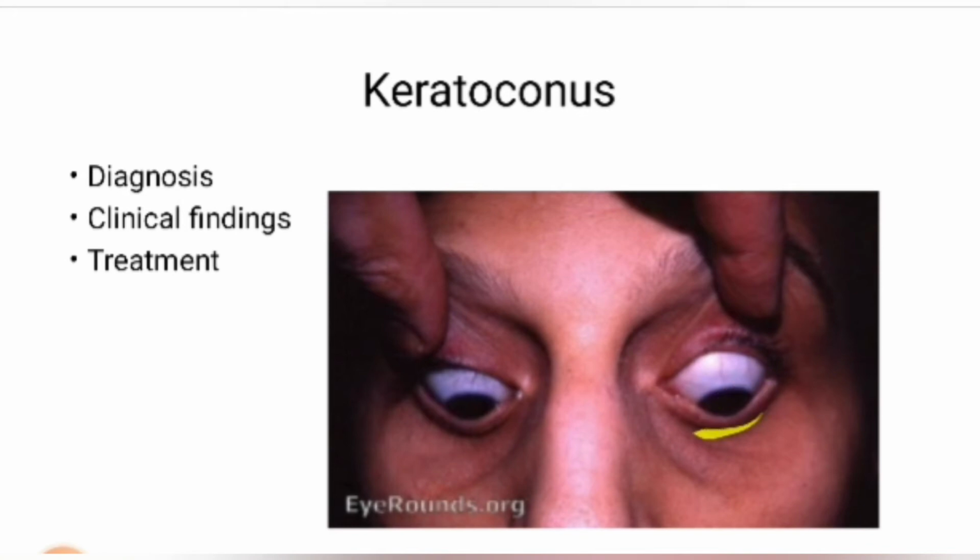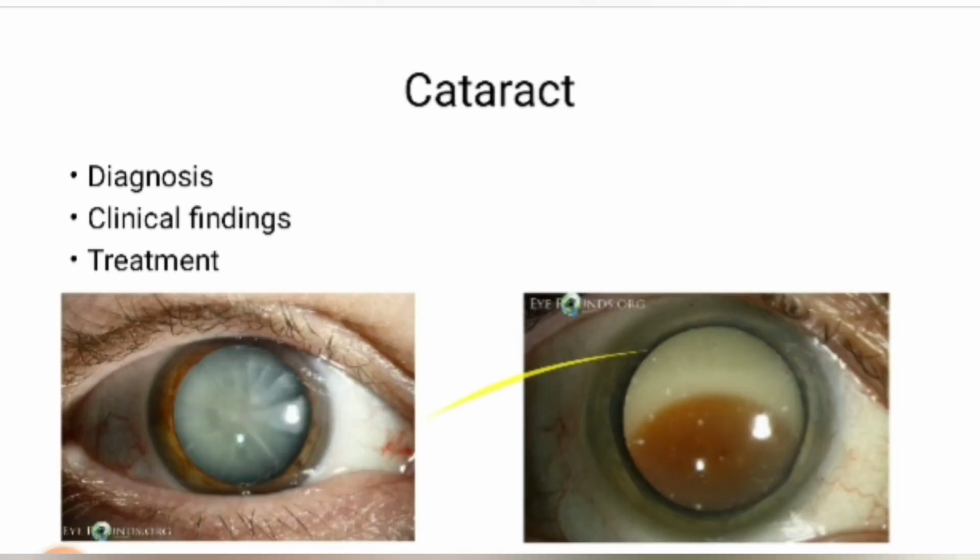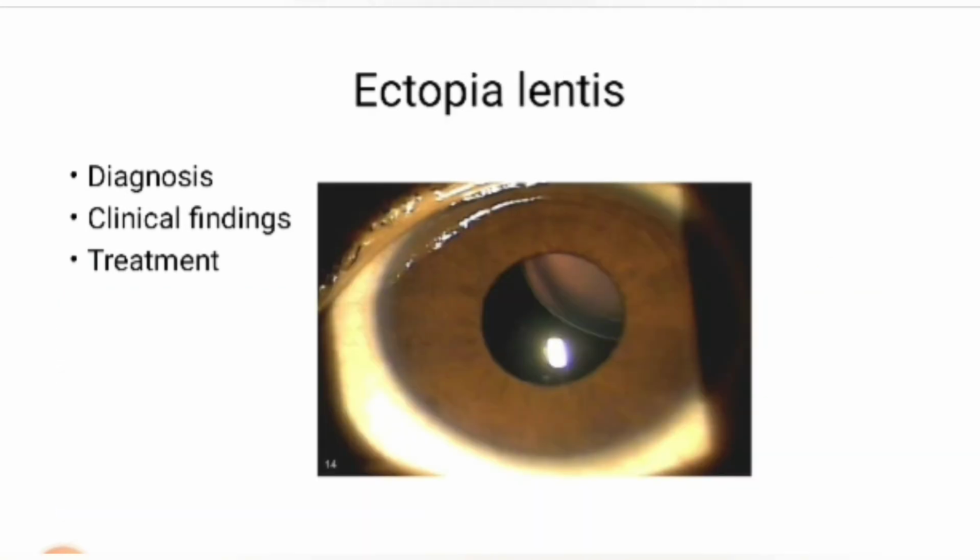Keratoconus. It is an ectatic dystrophy of the cornea characterized by central stromal thinning leading to forward bulging of the central or paracentral cornea, or it is a progressive disorder in which central or paracentral corneal stromal thinning occurs, accompanied by apical protrusion and irregular astigmatism. Cornea looks cone shaped. Cataract. Opacification of the crystalline lens of the eye. Ectopia lentis. Displacement of the lens from its normal position.